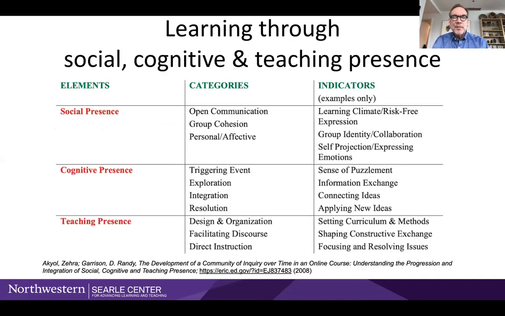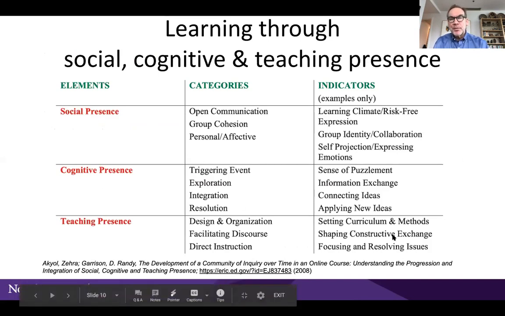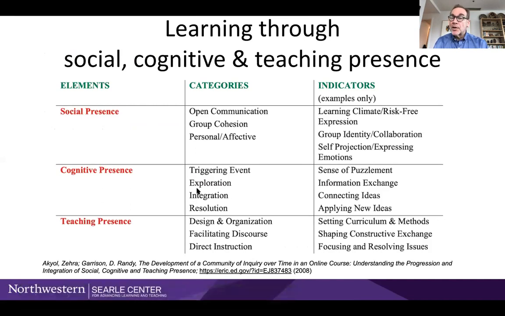This is taken from Randy Garrison's work called The Development of a Community of Inquiry Over Time in an Online Course. And there's three elements here of presence. The two on the bottom are the ones that you're most familiar with as an instructor. You often create a cognitive presence through the slides or through prompts or through your lectures. Sometimes you have a particular triggering event if you're talking about a threshold concept.